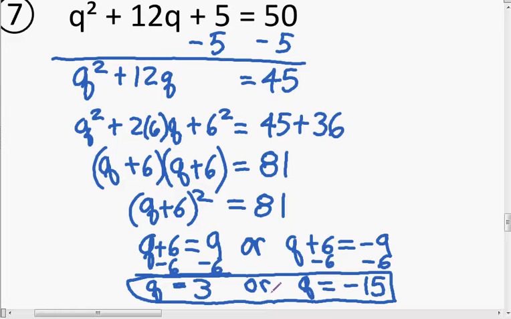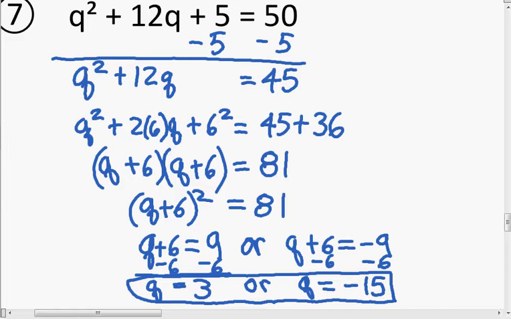Okay. So I didn't have a perfect square binomial. I didn't even have q squared plus 12q by itself so that I could make a perfect square binomial. But I got q squared plus 12q by itself. Then I could add what I needed to make a perfect square binomial, and I could take the square root of both sides. I'm building something where I can take the square root.